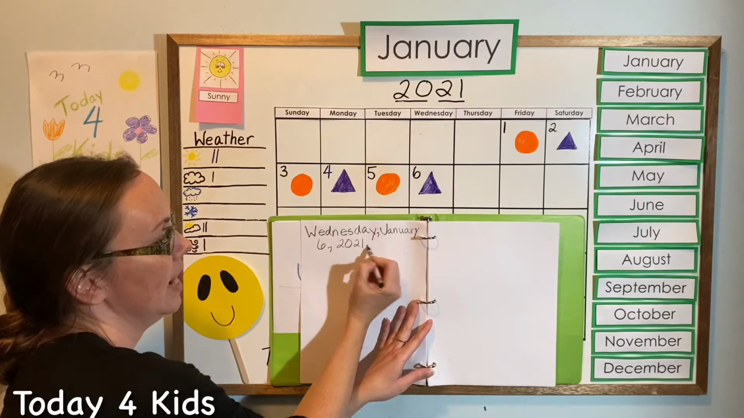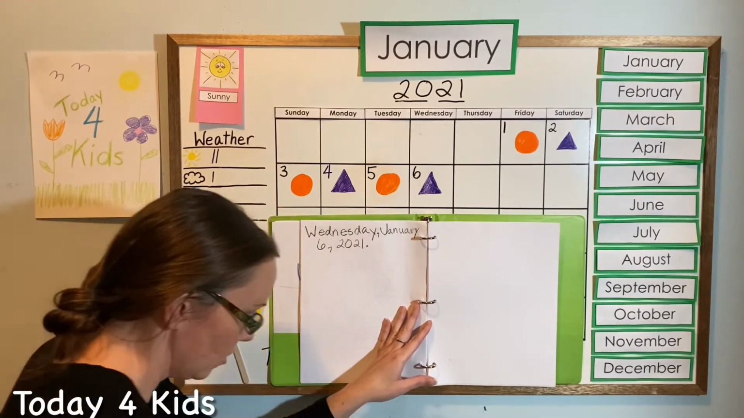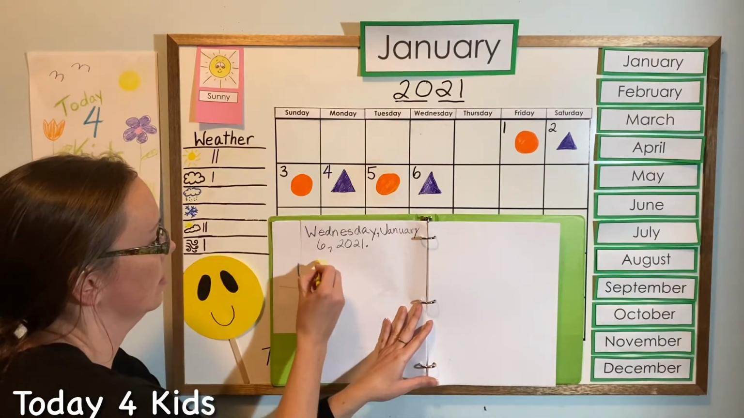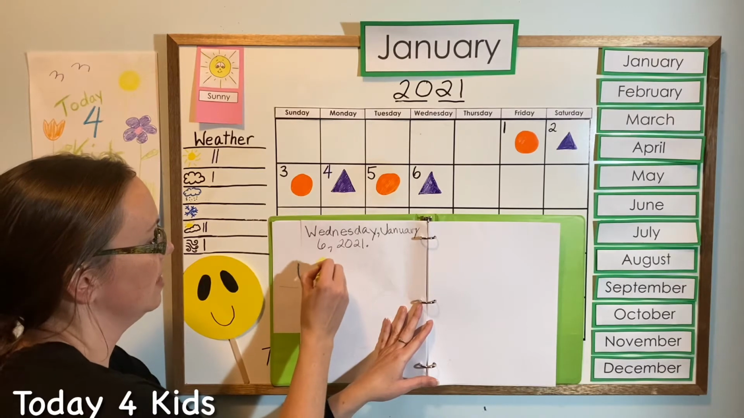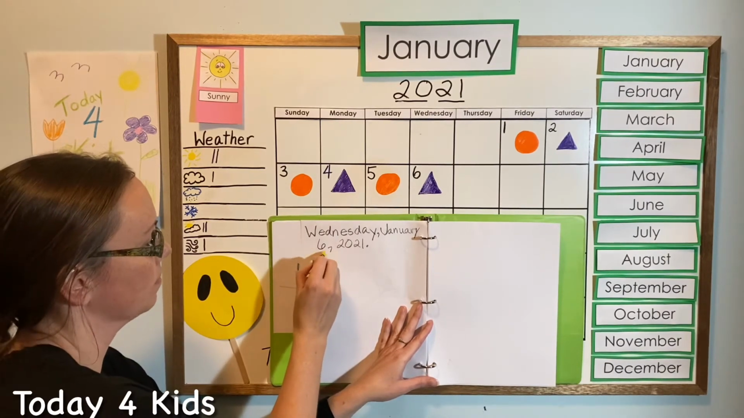2021 and a period. And it is sunny today, so I am going to get my yellow crayon and make a sun. Sometimes it's hard to see the yellow against the white paper. I hope that you can see it. Make my sun.